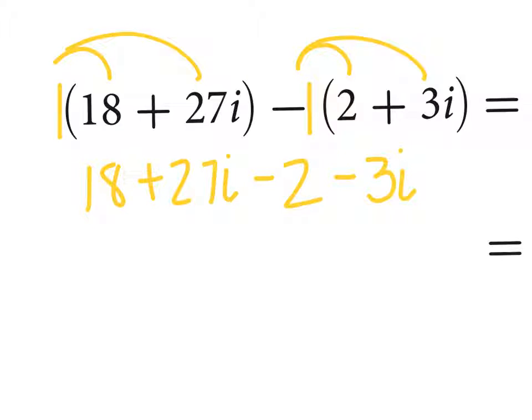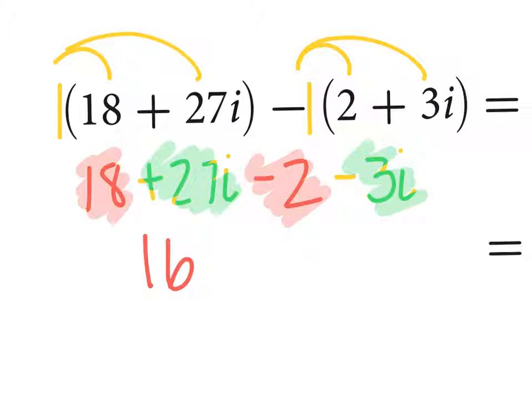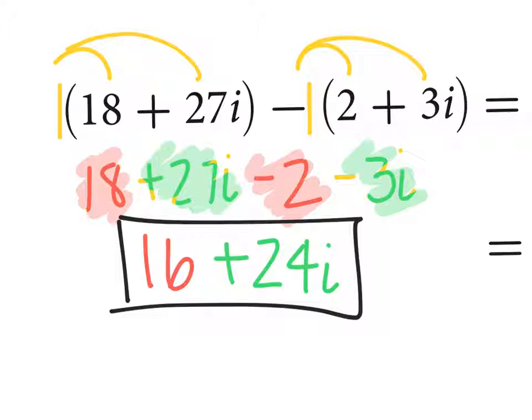And I'm looking for my like terms. Well, I have an 18 and a minus 2 that are like terms. If I combine those, I'm going to get a 16. And then I have a plus 27i and a minus 3i. 27 minus 3 would be 24i, and it would be positive. So my final answer to this problem would be 16 plus 24i.